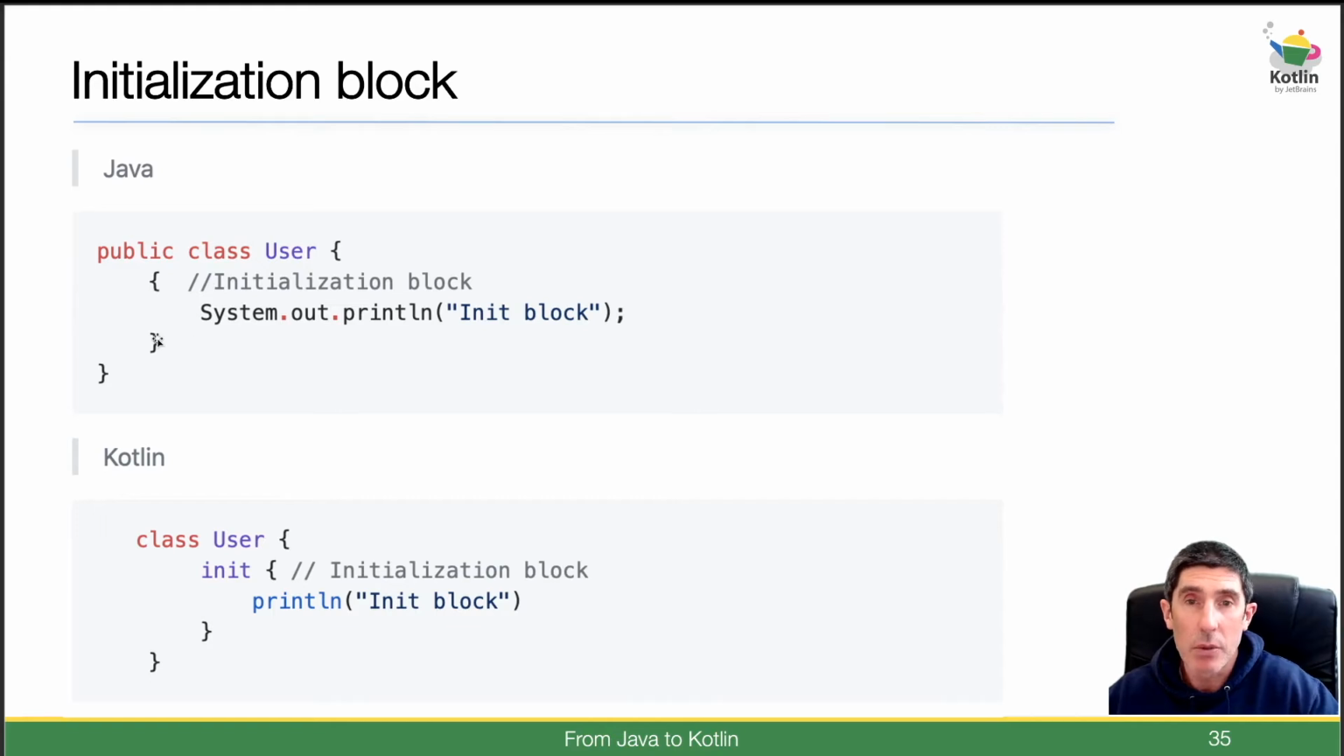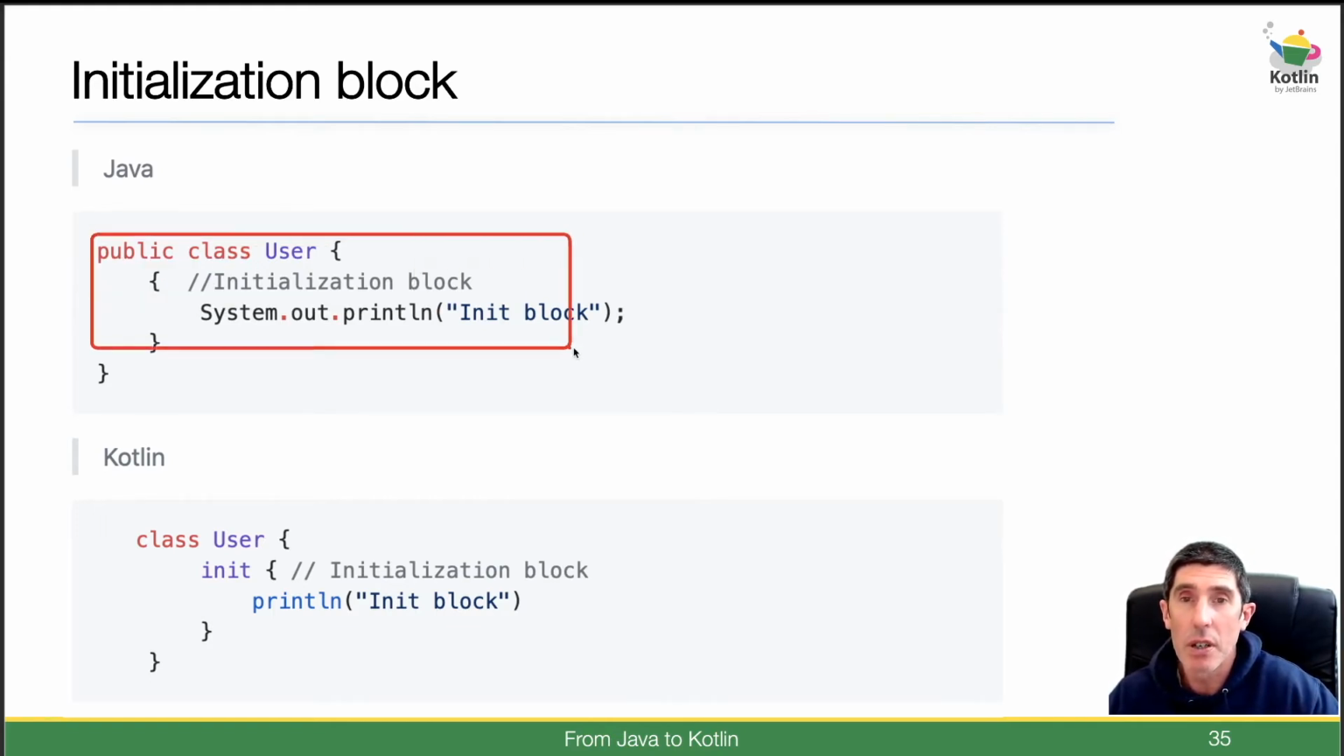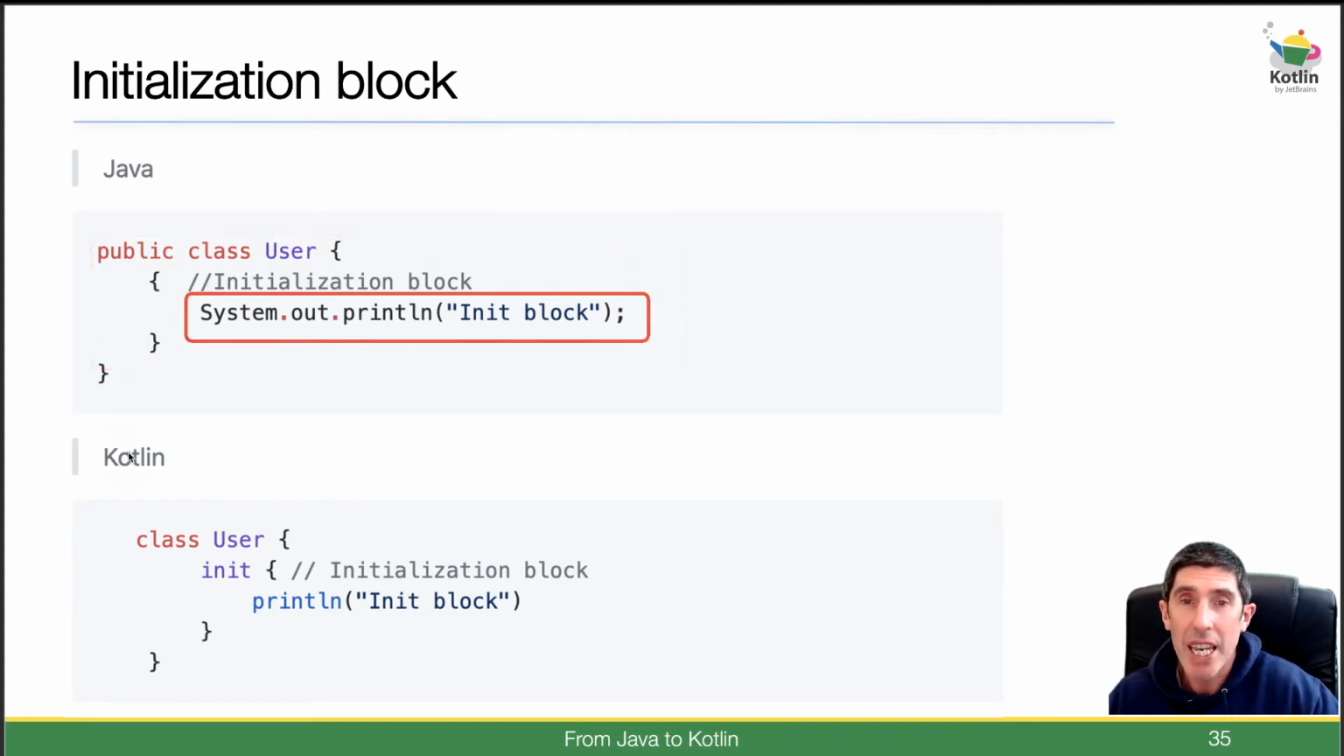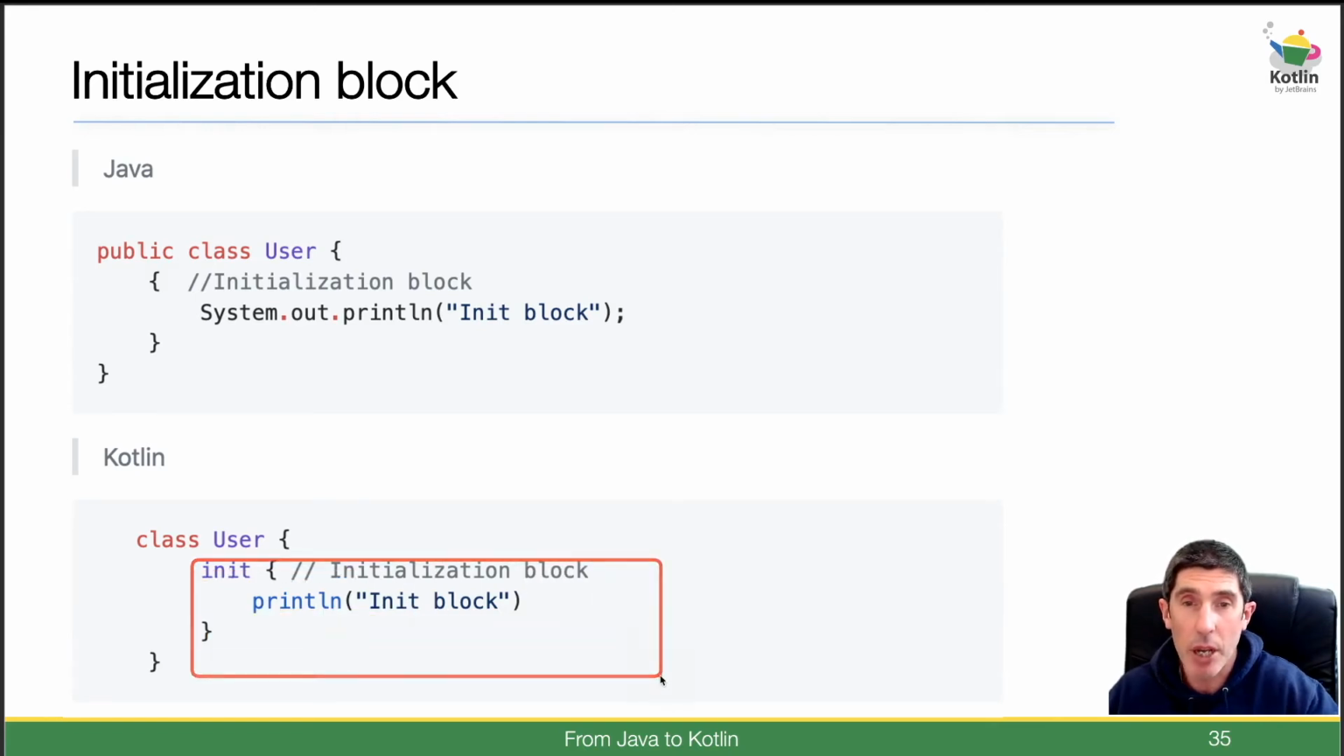Initialization block, we could do something like this in Java. So we'd say our class User, and we have inside it System.out.println. In Kotlin, we actually explicitly use an init block.